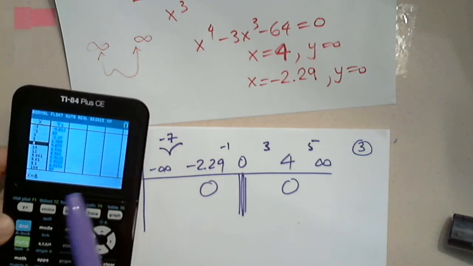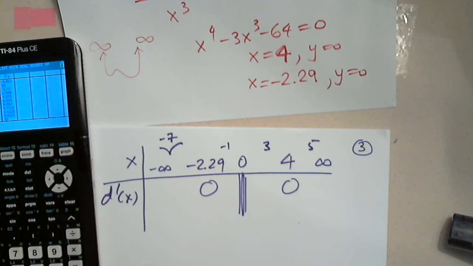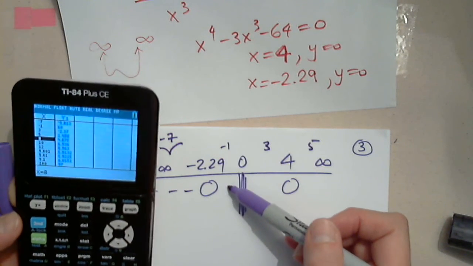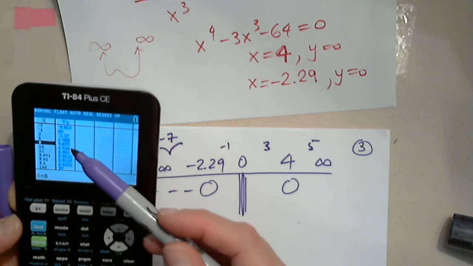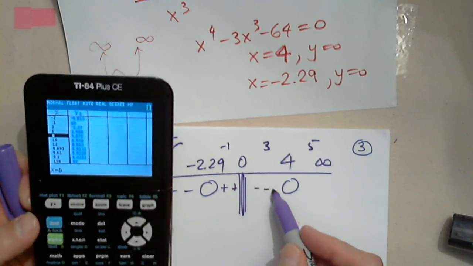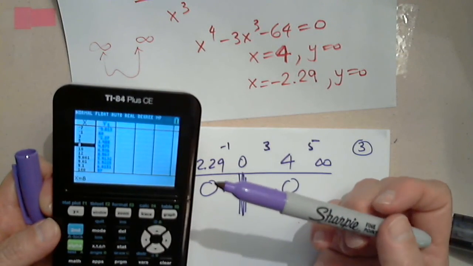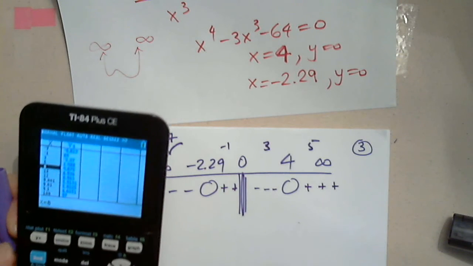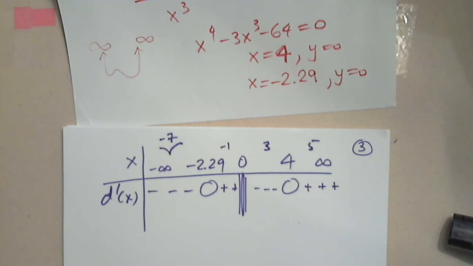So let's see what I get for negative 7. I get negative. Let's see what I get for negative 1. For negative 1, I get positive. Let's see what I get for 3. I get negative. Let's see what I get for 5. And I get positive. And now we have to draw the conclusion.